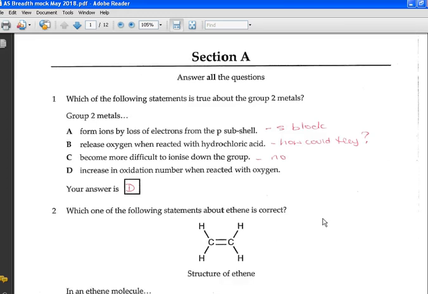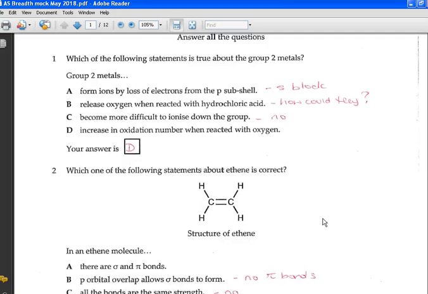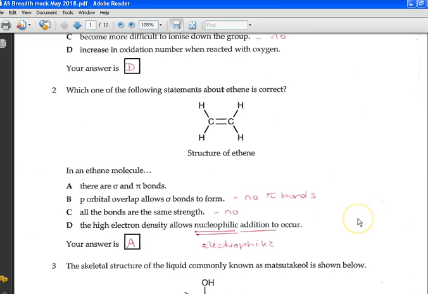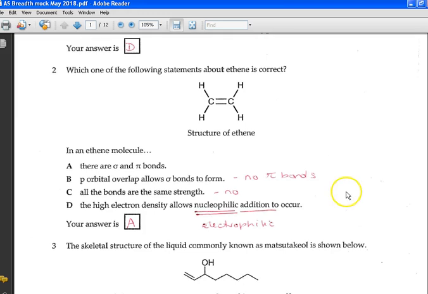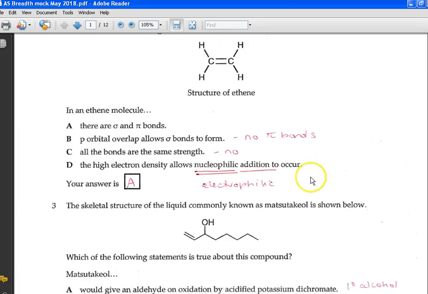They increase in oxidation number when reacted with oxygen. E-theme, okay, you're asked about the structure and which statement is true. Sigma and pi bonds, yes there are, and then the rest of them obviously are going to be no. So as soon as you see that that one is the correct answer, you should really be looking. The last one there is obviously to fool you because it's nucleophilic addition, whereas it's actually electrophilic addition in an alkene.